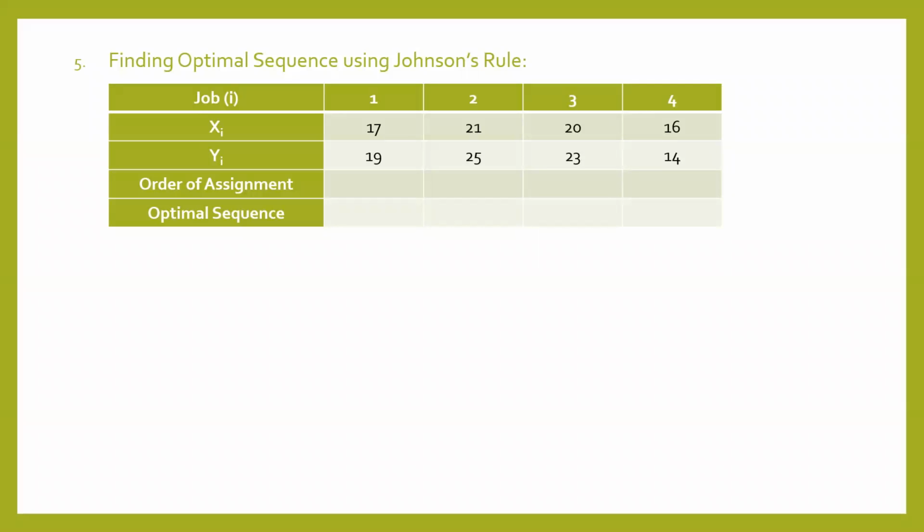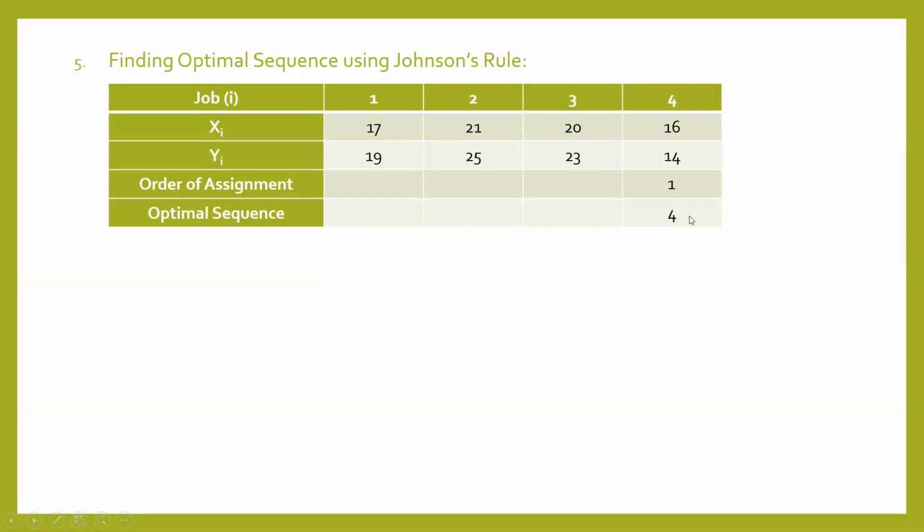Now, this is just a very simple one because we have only 4 jobs here. First of all, find the minimum value. Which is the minimum value here? 14 is the minimum value. That means the order of assignment will be done for this particular job first. So I'll put 1 here. Now look at the minimum value, whether it is on X or Y, whether it is the first machine or the second machine. If it is the second machine, then put it at the end of the sequence. So this will be 1, and because it is 14, the second machine, the fourth job will come here, right?